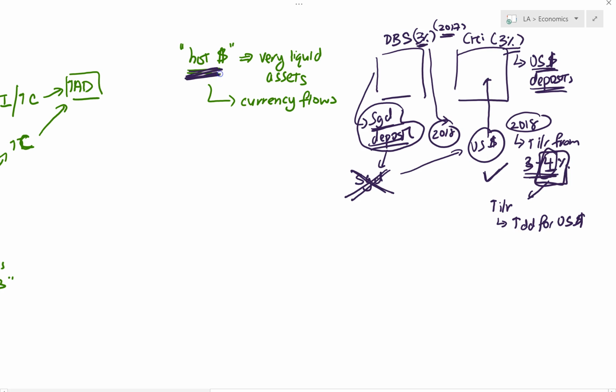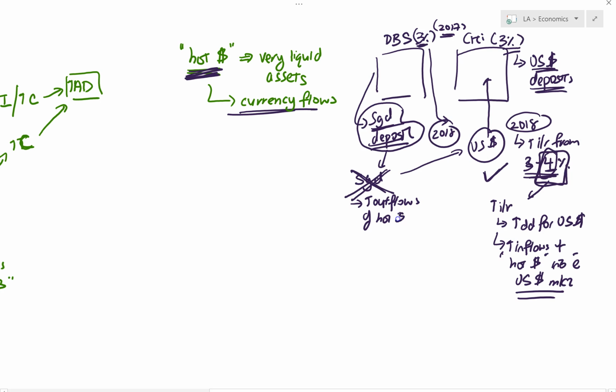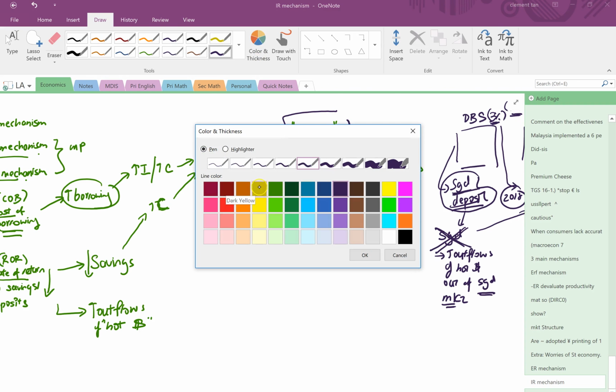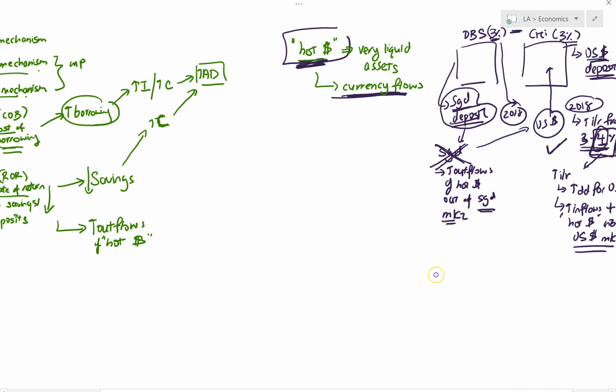Remember I told you that hot money is currency flows? So now there's an increase in inflows of hot money into the US dollar market. They want to demand US dollars. At the same time, there is an increase in outflows of hot money out of the SGD market. So this is how interest rate differentials, or how interest rate changes, will affect currency flows in the area of hot money. Hopefully this will help you students better appreciate how interest rate affects flows of hot money. Okay, so let's go back to the original diagram.